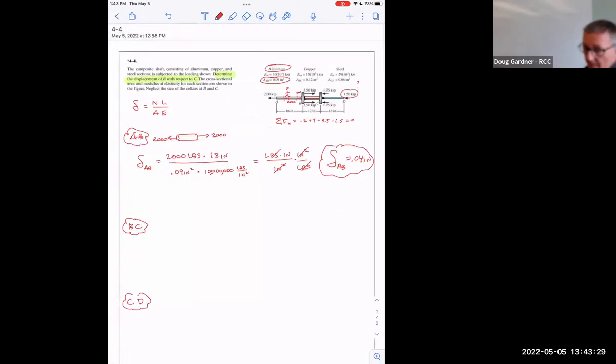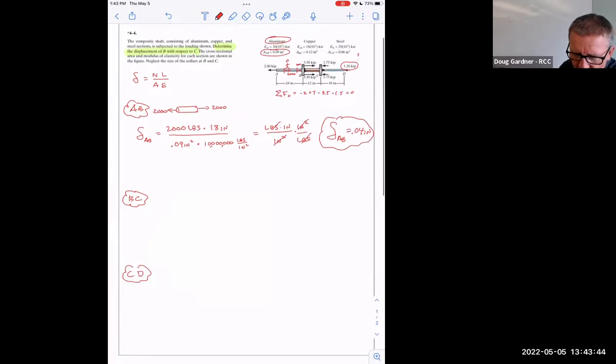So notice mine came out positive, which is good because I'm thinking positive is bigger, but it's something I got to think about. Put a negative in front of the L when we do the next calculation. Yeah, so let's think about what happens in the next calculation.